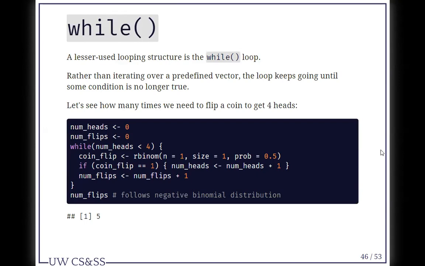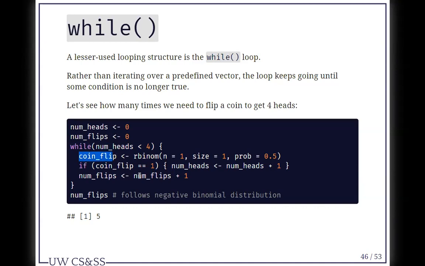So the way that we might want to do this is say that the number of heads, we're going to assign it the number 0. The number of flips that we've tried is also going to be 0. So here we're pre-allocating these things ahead of our while loop. And then we'll say while the number of heads is less than 4.